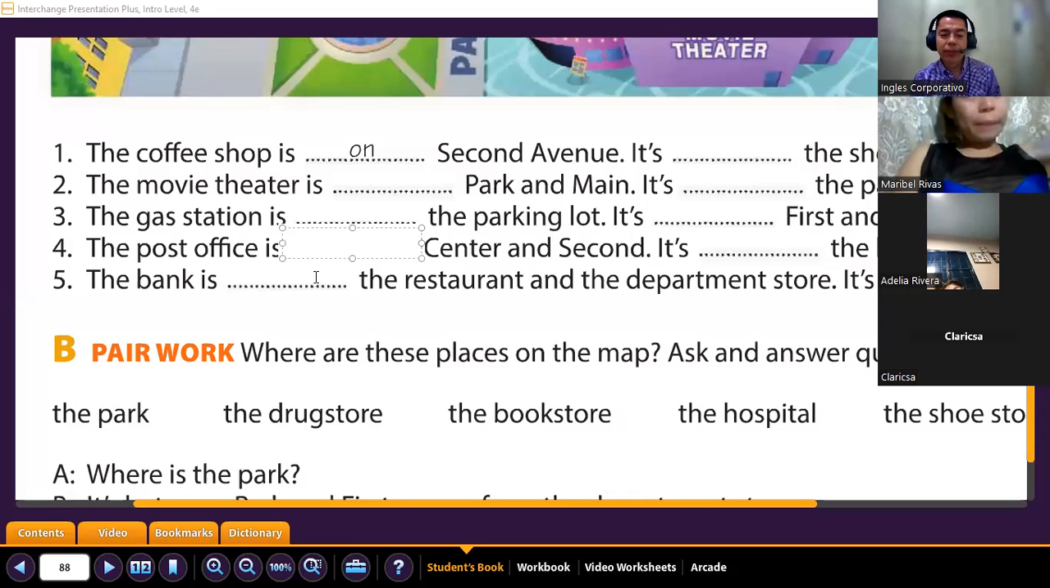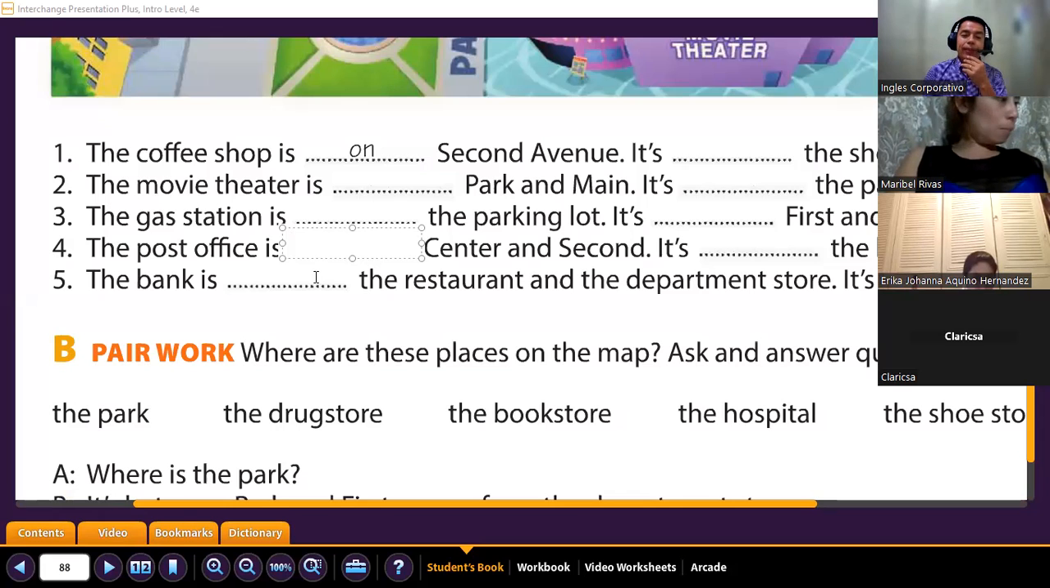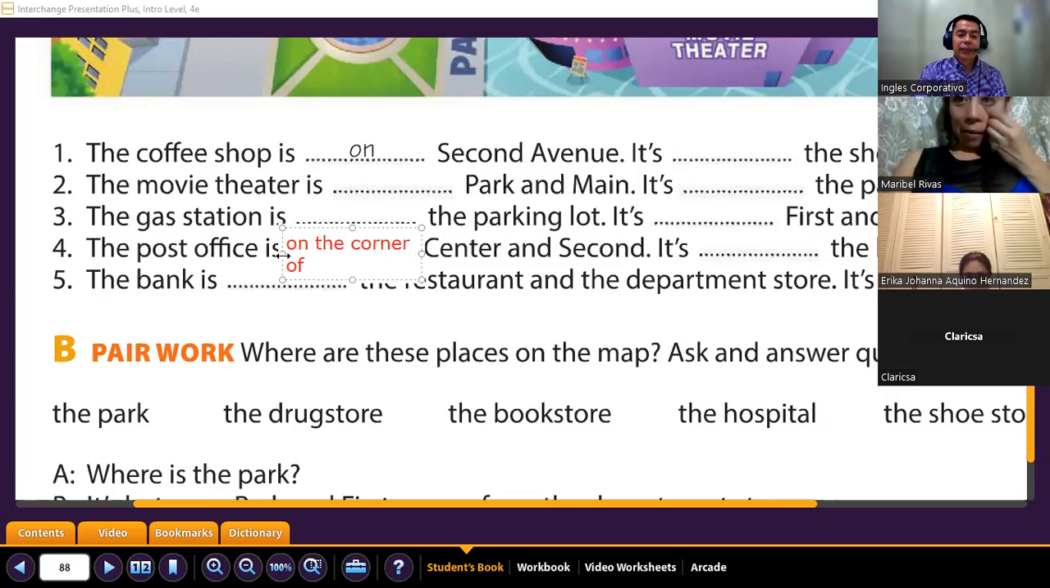Vean ahí su mapa, chicos. Veamos. Center and Second. On the corner. No pensé que fuera tanto dolor de cabeza este ejercicio, pero espero que estén entendiendo, ¿sí? Repito, si no entienden, díganme, yo les explico. On the corner of, right? Y lo malo es que como es un mapa, tengo que ir haciendo esto chiquito. Ahí está. It's on the corner of Center Street and Second Avenue, right?